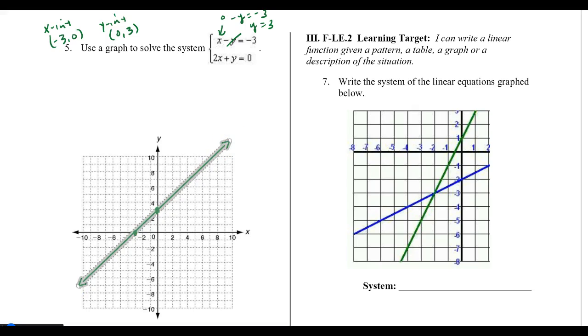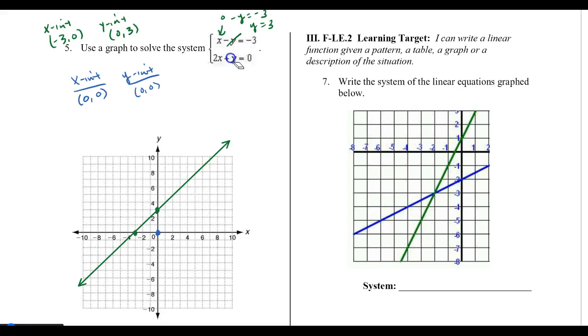There we go. And the second line, once again, I can plug in zeros. So if I'm looking at my x-intercept, making y 0 this time, I get 2x equals 0, so x has to be 0 and y has to be 0. And my y-intercept, plugging in 0 for x this time, I get y equals 0. So I have a line that looks like that. That doesn't really help me though, unfortunately.